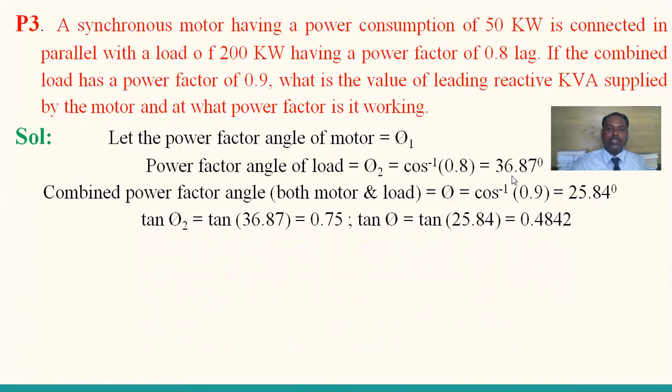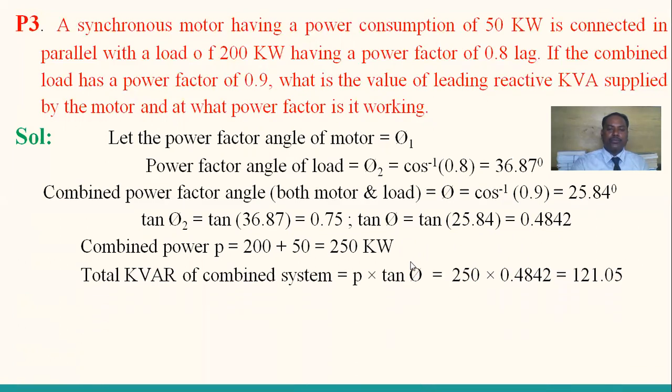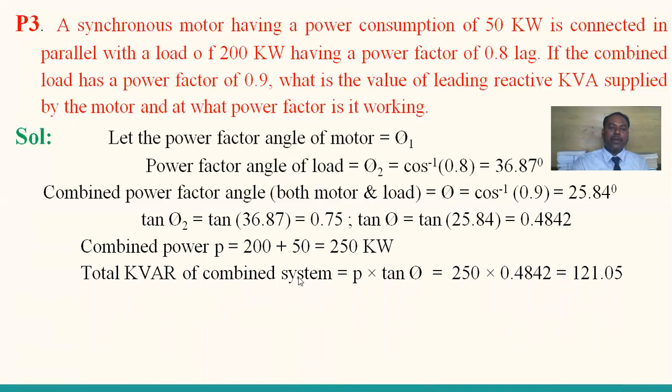So calculate tan phi2. Tan 36.87 is 0.75. And tan 25.84 is equal to 0.4842. And the combined power is 200 plus 50, which is 250 kilowatts. So the total kVAR of the combined system is equal to P into tan phi. This equation will come with the phasor diagram, so we will draw the phasor diagram in the next problem.